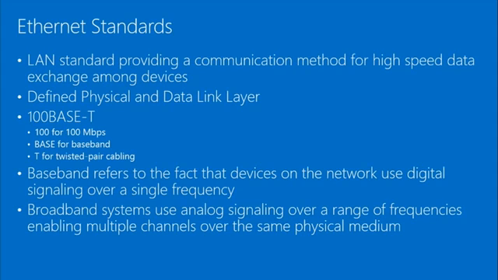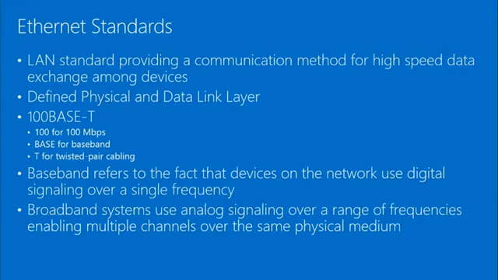And to break that down, the 100 stands for 100 megabit. The base is for baseband versus broadband. And T is for twisted pair cabling, which we'll look at later as well. Baseband refers to the fact that the networks use digital signaling over a single frequency. Broadband systems use analog signaling over a range of frequencies, enabling multiple channels over the same physical medium.